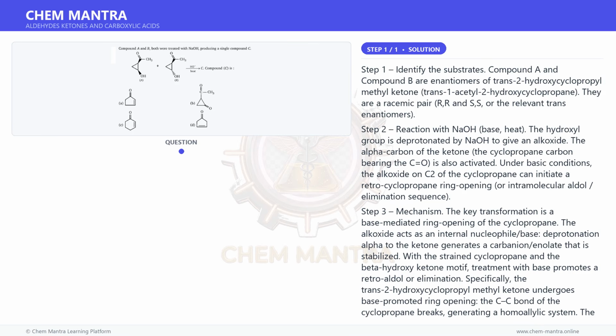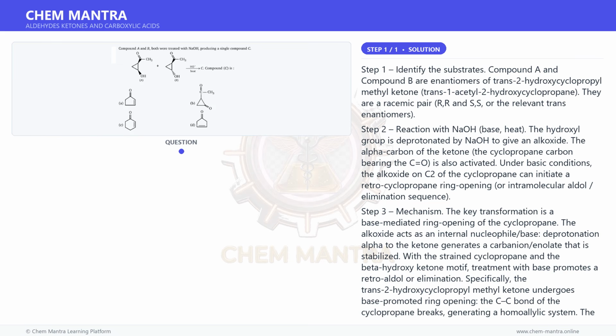Compound A and compound B are enantiomers of trans-2-hydroxycyclopropyl methyl ketone, trans-1-acetyl-2-hydroxycyclopropane. They are a racemic pair, R and S, or the relevant trans enantiomers.